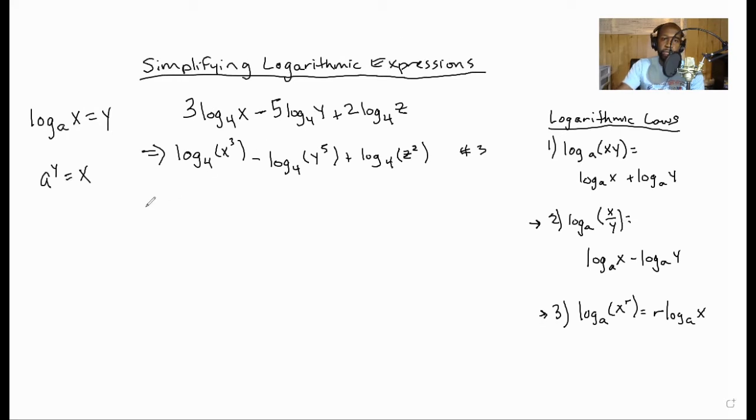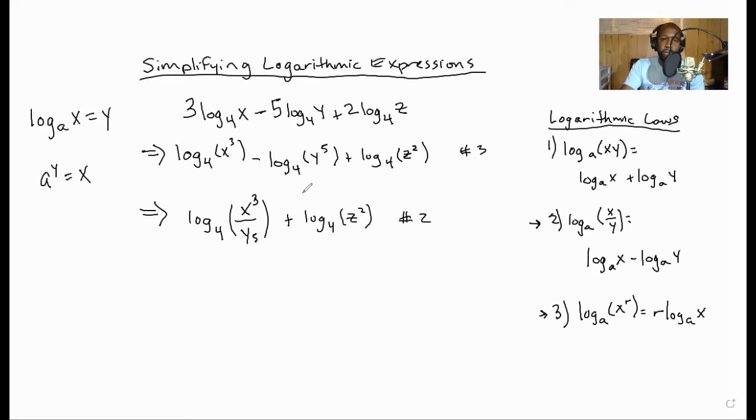So that becomes, we're combining these two, and this one is going to just stay for now. So it's going to be log base 4 of that first one divided by the second one. So that's going to be x cubed over y to the 5th. Then that's going to be plus this other piece right here, plus log base 4 of z squared. All right, so that was applying logarithmic law number 2.